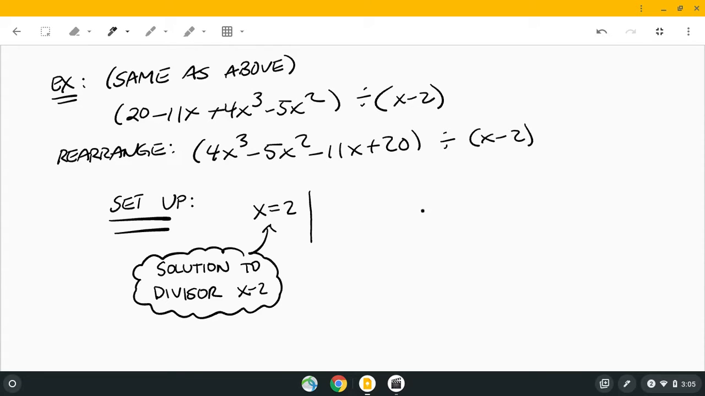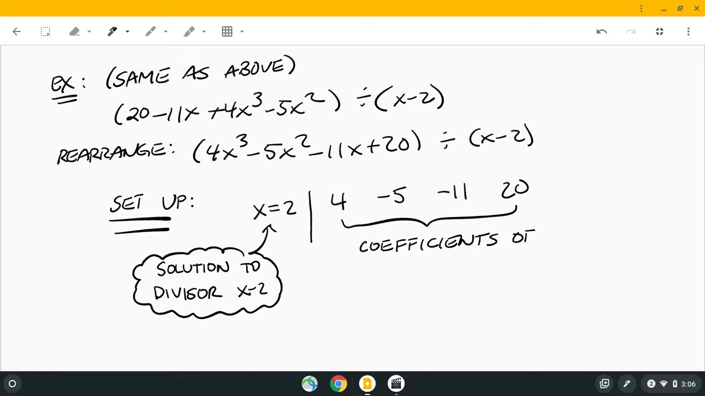And then over here, what you're going to do is you're going to write down just the coefficients of the polynomial. You don't have to write the full polynomial, just the coefficients. And so that's why it's important to make sure that they are all in order. So 4, -5. And if you are using a 0 placeholder, you would write 0. Okay. -11 and +20. Okay. So these here are just the coefficients of the other polynomial.